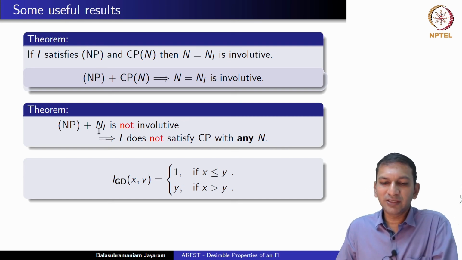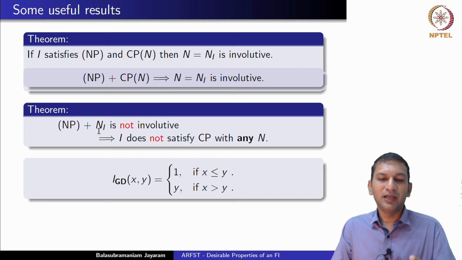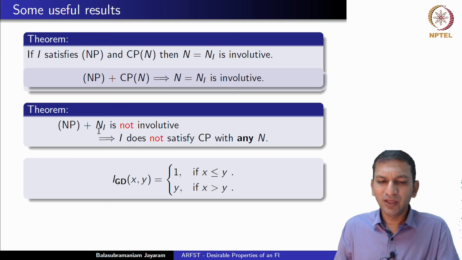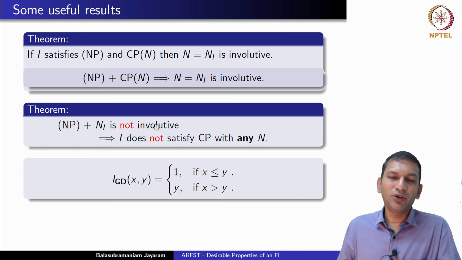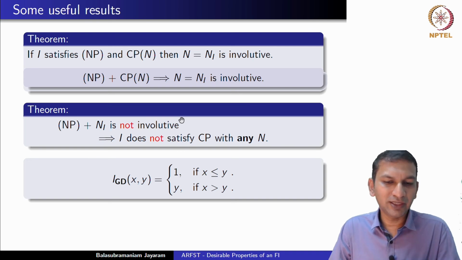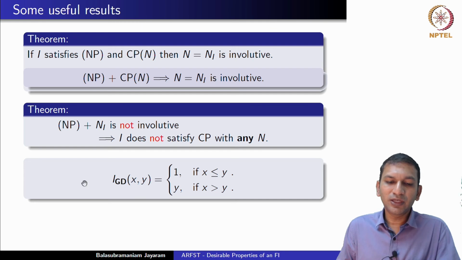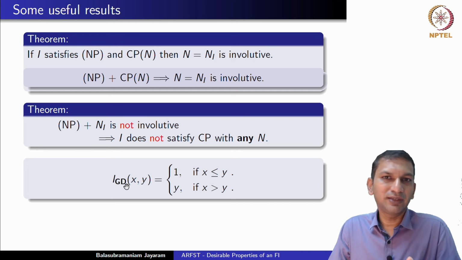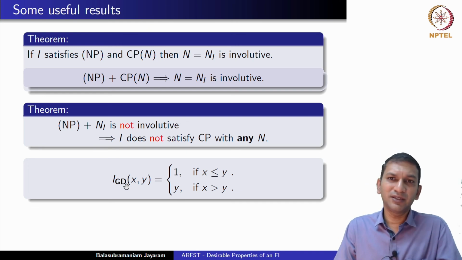We know its natural negation is in fact the least negation. That is, it takes the value 1 at 0 and everywhere else it is 0, which is essentially not an involutive negation. N of x is not equal to x. It immediately tells you that the Gödel implication will not satisfy contrapositive symmetry with respect to any fuzzy negation. That's the power of this result.